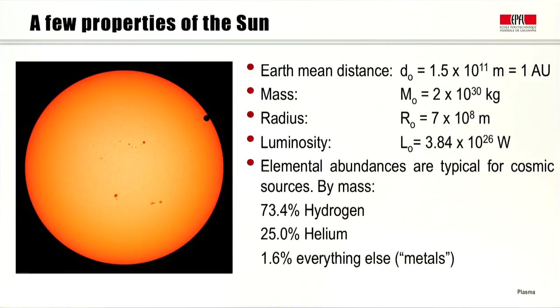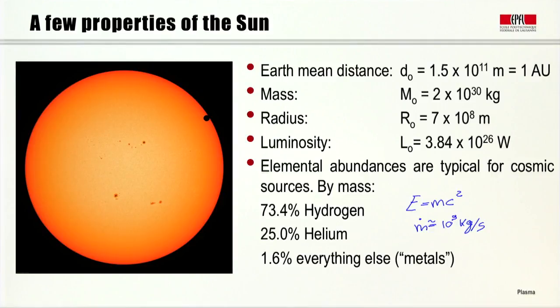The Sun emits electromagnetic radiation, and its luminosity is approximately 3.84 × 10^26 watts. Using the famous E equals mc squared relation, this yields a mass loss of about 10^9 kilograms per second, which results in a negligible perturbation to the total mass of the Sun.